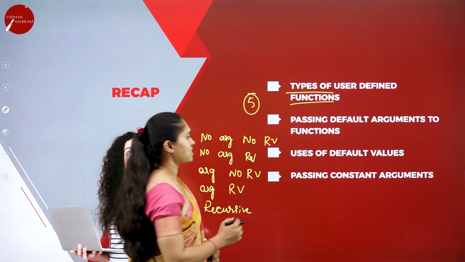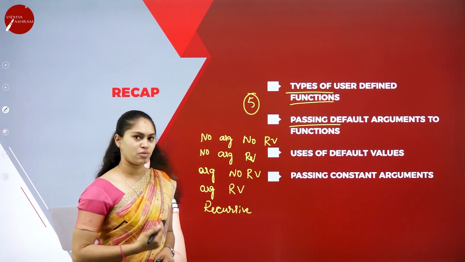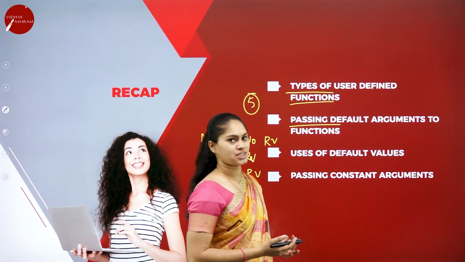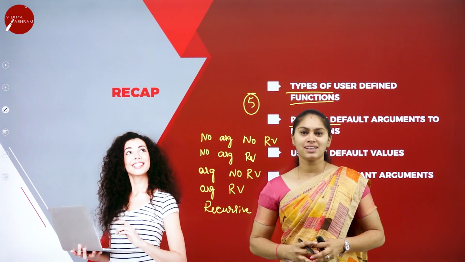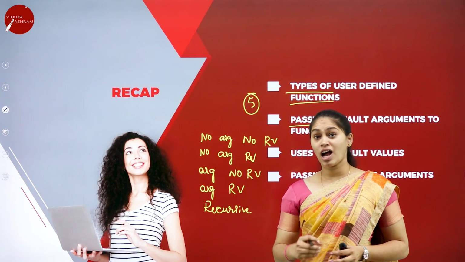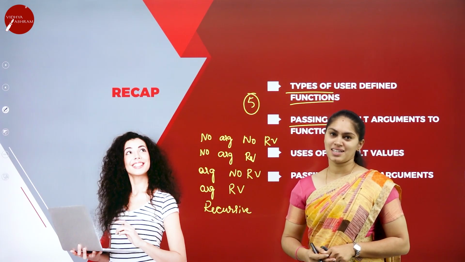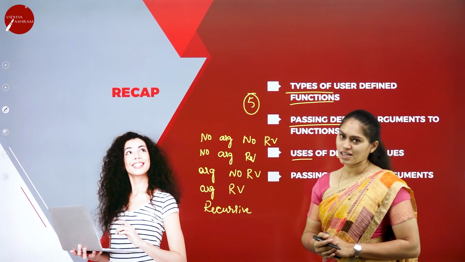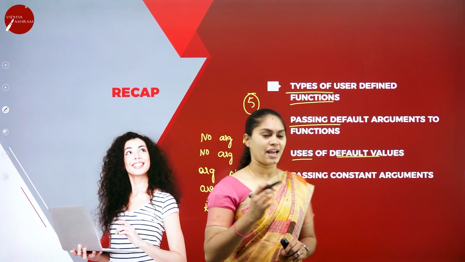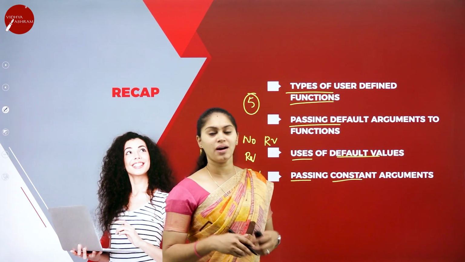I also discussed how to pass default arguments to a function. When I want a default value, for example one that need not be modified by the compiler, I make it a default value. Then how do we send the default value to the function? That is what I discussed in the previous class, along with the uses of default values. At last, I discussed how to pass a constant argument to the function.